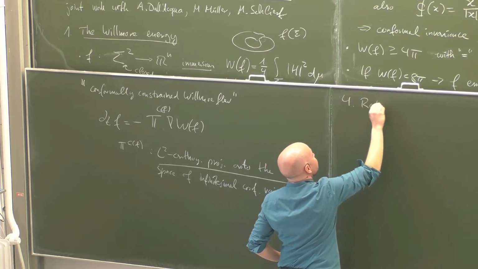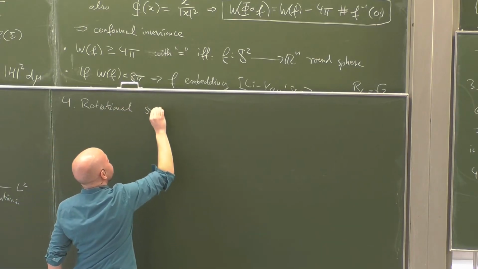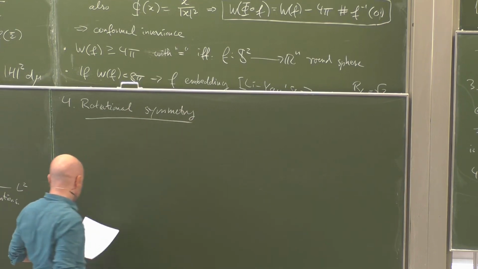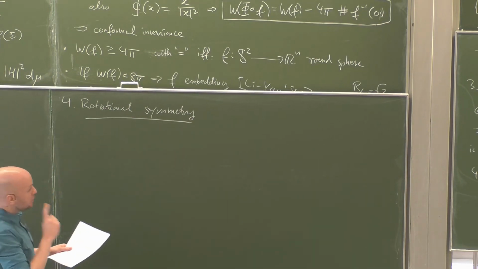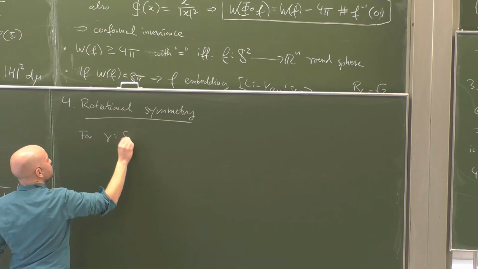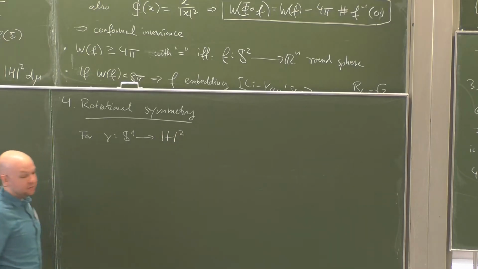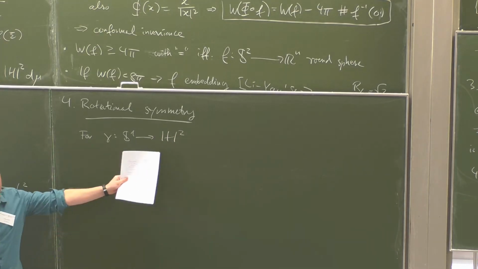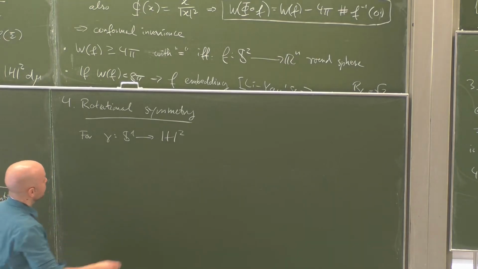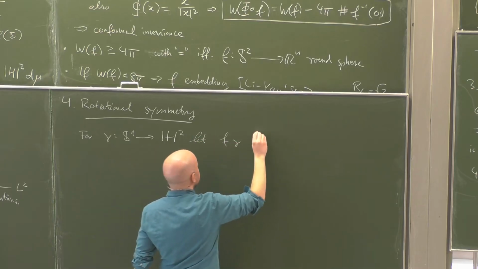So let's talk about how rotational symmetry helps in this context. What we look at now is a closed curve, with values in the upper half plane. At this point, this is just the upper half plane. We will get the hyperbolic metric there soon. And then we get an induced torus of revolution.